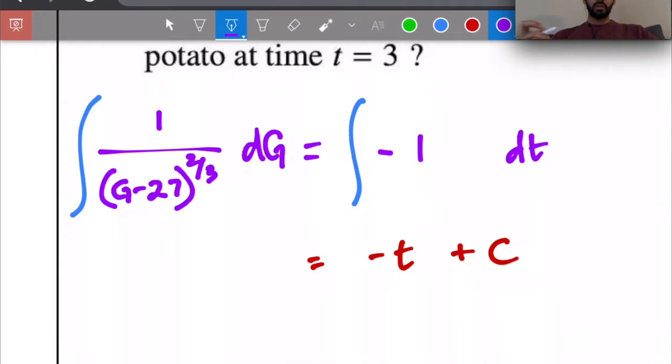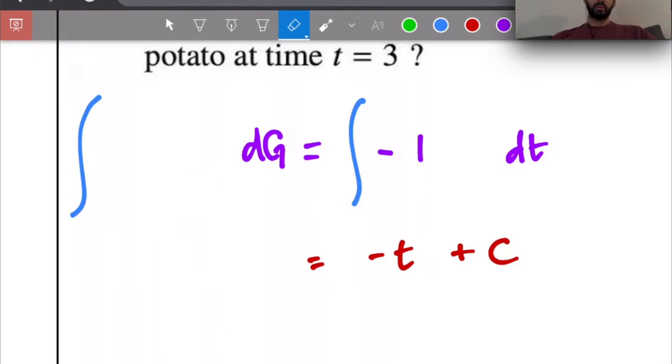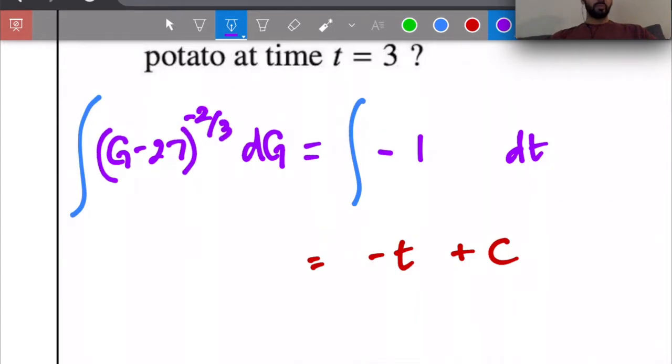What I need to do here, though, is I need to rewrite this as a negative exponent. That's what I should have done. So in my next step, I'll combine it with this step and just write this guy with a negative 2/3 exponent, g minus 27 to the negative 2/3. All right, there we go. Now we're good to go.